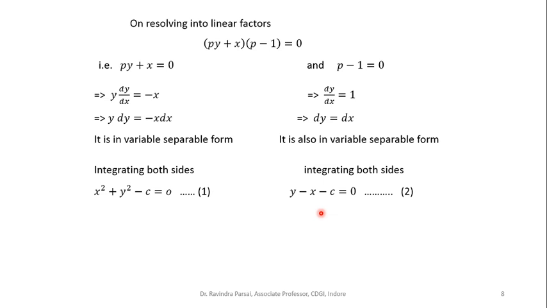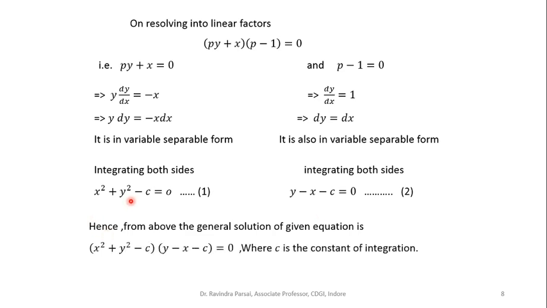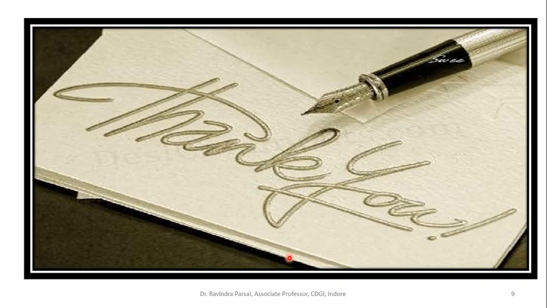And now, by combining these two independent solutions together, you can write the general solution of the given problem by multiplying them: (x^2 + y^2 - c)(y - x - c) = 0, where c is the constant of integration here. Thank you very much.